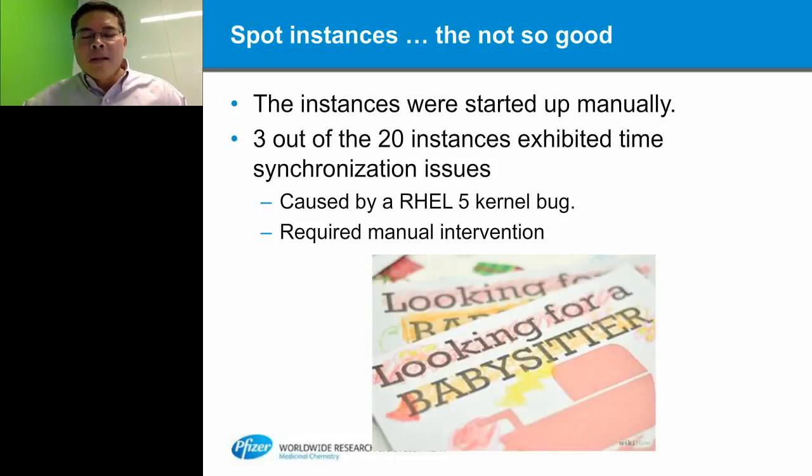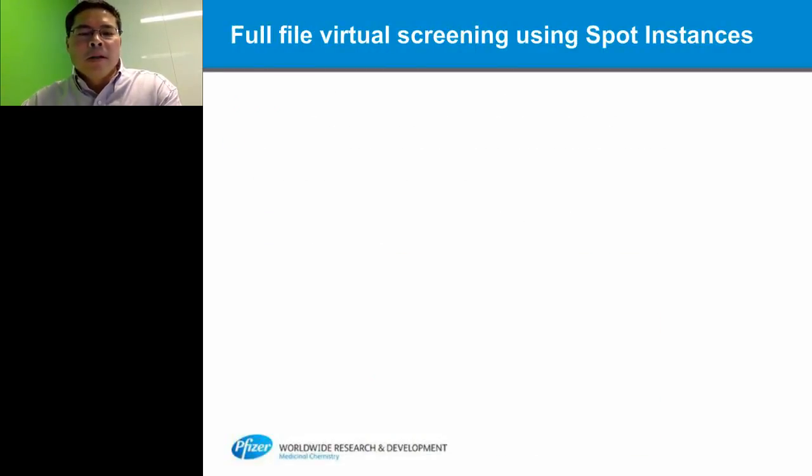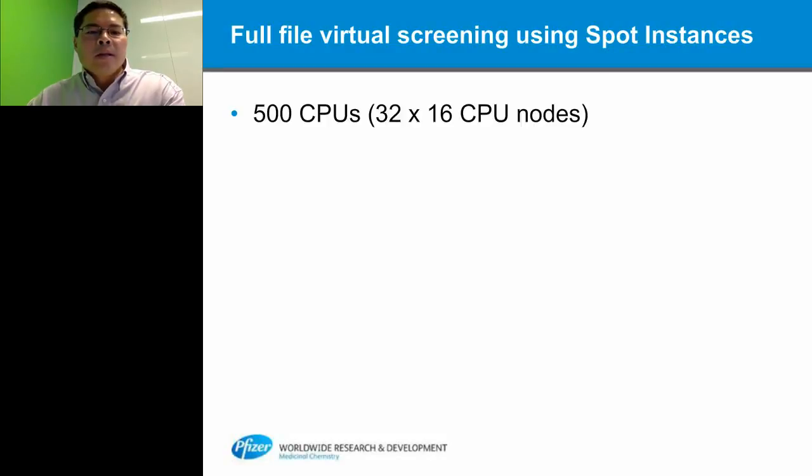But having said that, the price point is extremely attractive, so we pushed it even further. And this time, we're using proprietary data, full-file virtual screening in the context of a real project on Amazon spot instances. We decided how many machines we were going to procure.